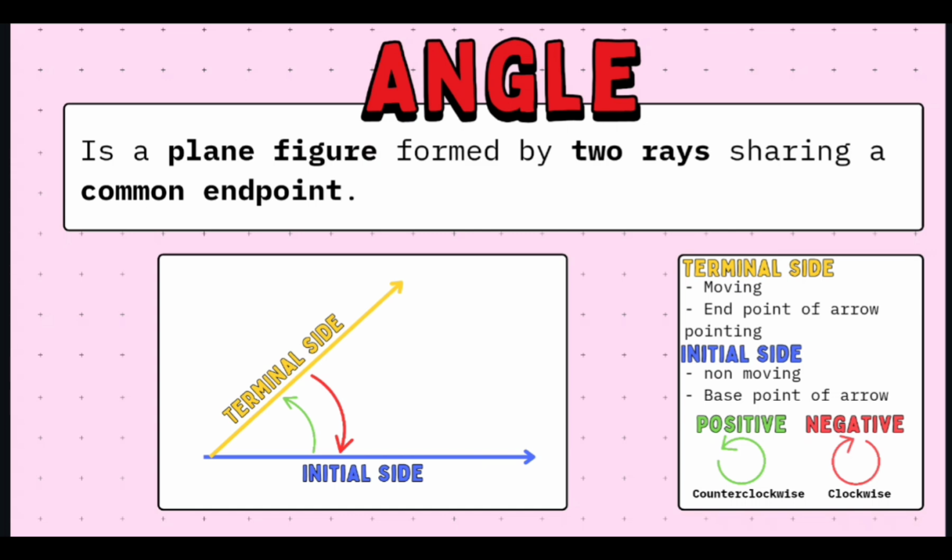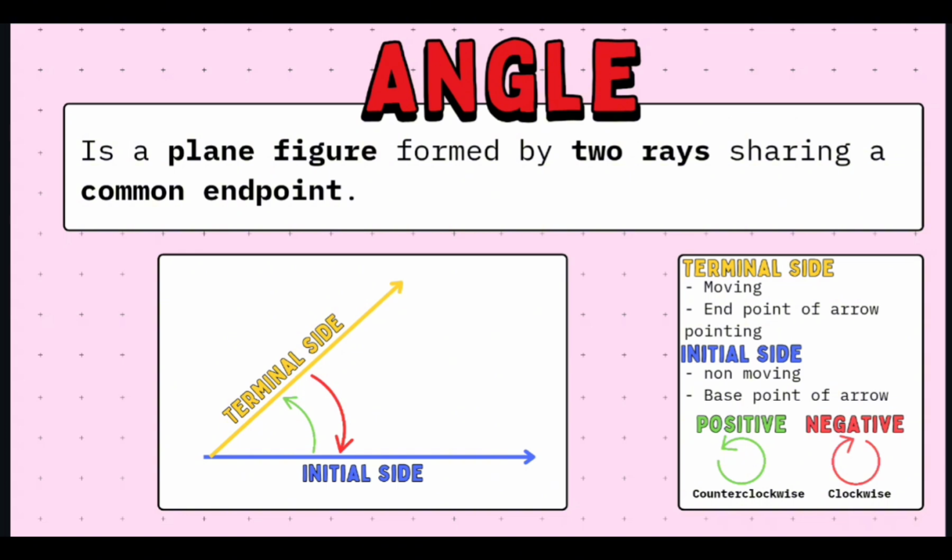The base of the arrow, where the arrow starts, that's always going to be the initial side. Whilst where the arrow is pointing at, the pointed part, that's the terminal side. Though here in our illustration, it shows that the terminal side is the one above.